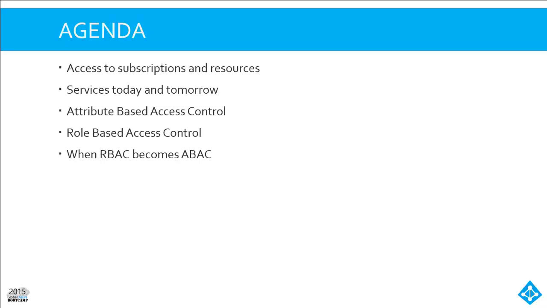Let me quickly guide you through the agenda for today. First, I would like to describe how access to subscriptions and resources in Azure is managed and secured today. Then I want to talk a little bit about attribute-based access control, what it is and how it can be implemented. Then role-based access control for Azure services. And then we'll see when role-based access control becomes attribute-based access control. It's really exciting to be part of Azure today.